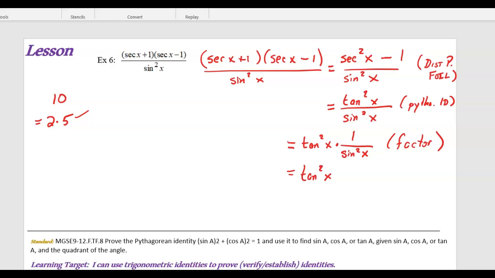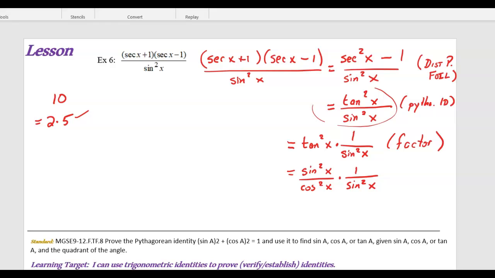Now I'm going to rewrite tangent squared of x in terms of sine and cosine. Now, just in case you're wondering, why didn't I do that up here? Because then I would have had a fraction in a fraction, which is fine. It just looks messy. So I generally do not rewrite secant squared or tangent squared or any other function in terms of a fraction if I already have a fraction.